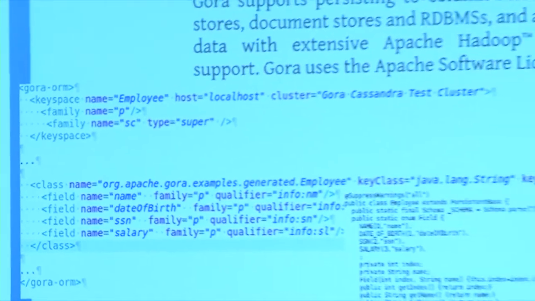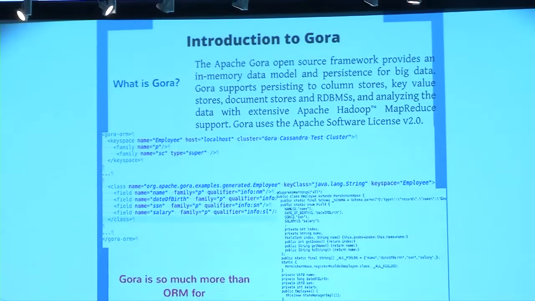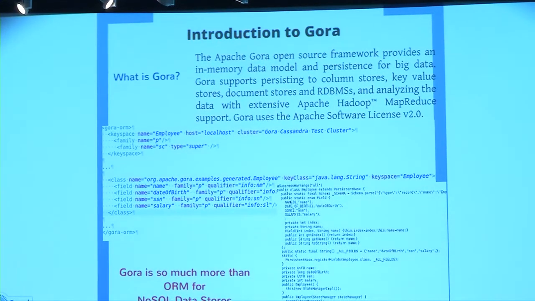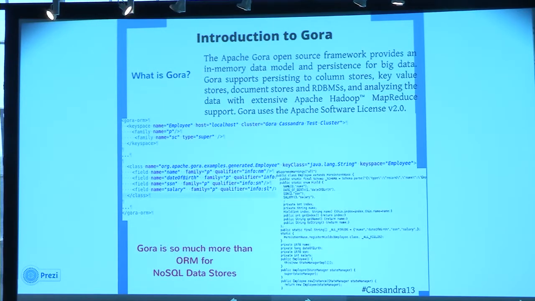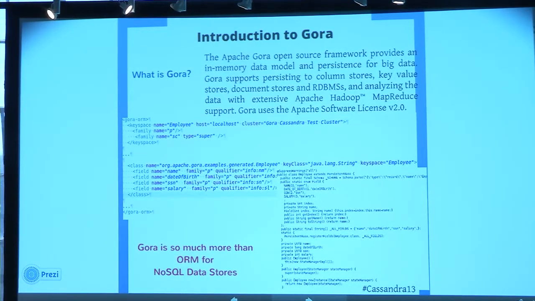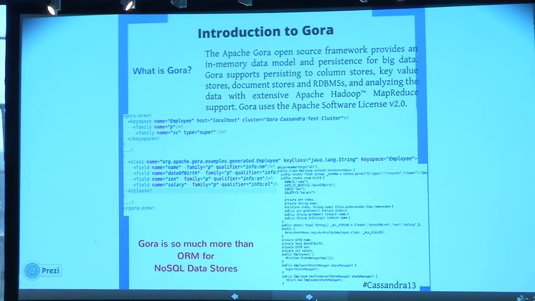So, just a quick introduction to Gora before we get into the Cassandra stuff. Simply put, Gora is an in-memory data model and persistence framework for big data. What we mean by that, there's a number of slides that we'll go through to develop on that. The main use case for Gora originally was to support MapReduce over the data that was in the data stores, in a number of locations.